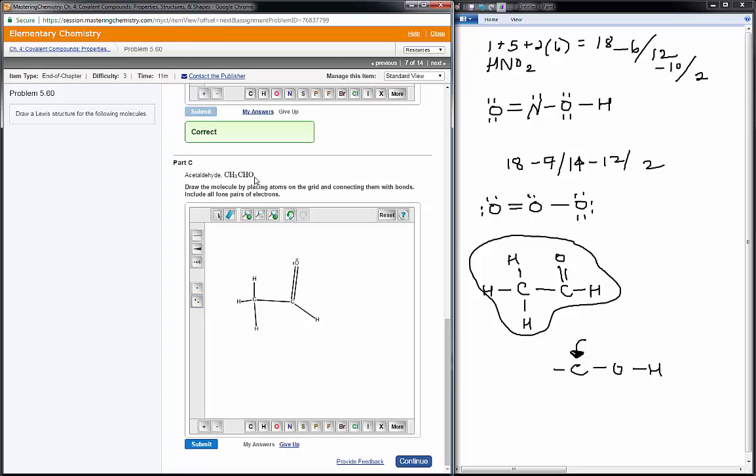But if you count electrons, you'll see that you have that many available. 4 from this carbon plus 3 from those hydrogens makes 7, plus another 4 from this carbon gives you 11. This hydrogen brings you to 12, and that oxygen brings you to 18. So 2, 4, 6, 8, 10, 12, 14, 16, 18.